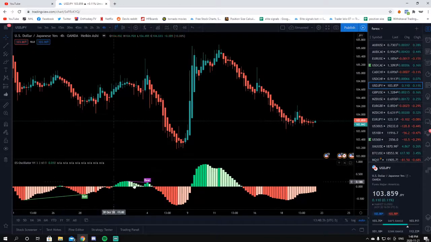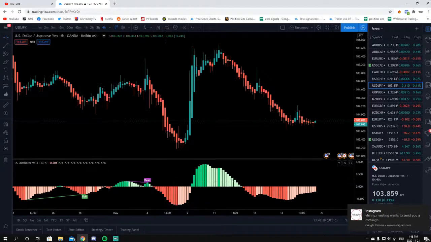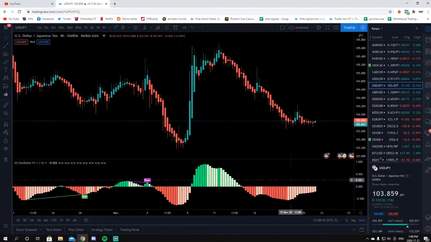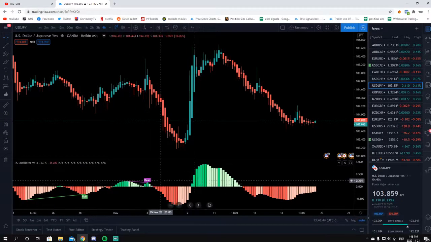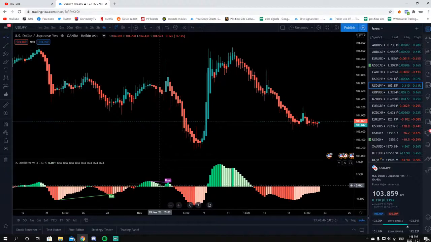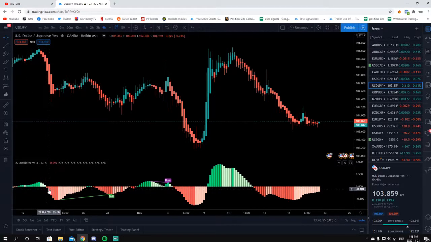Let's show you guys exactly what we changed. So we added the ability to see if the market is currently in an uptrend or downtrend, so whether it's bearish or bullish, simply by the colors. If it's green, it is bullish. If it's red, it is bearish.